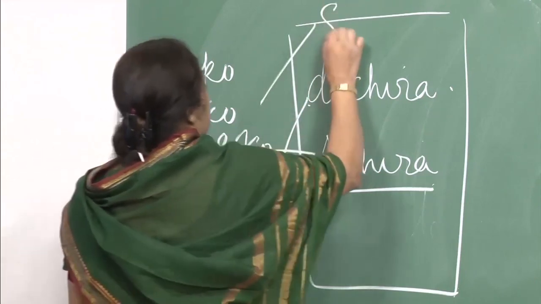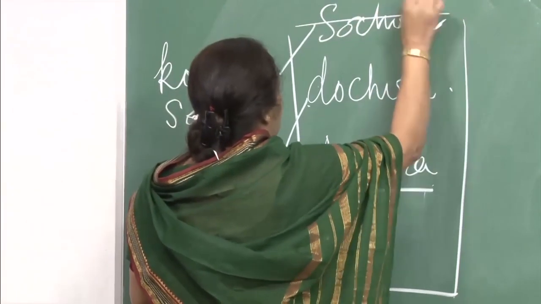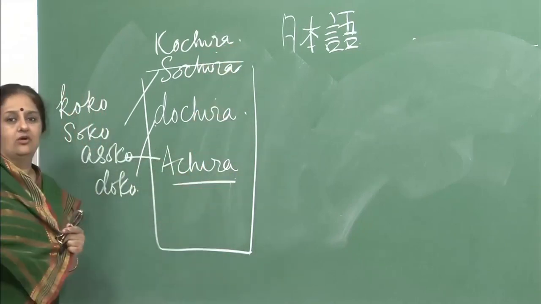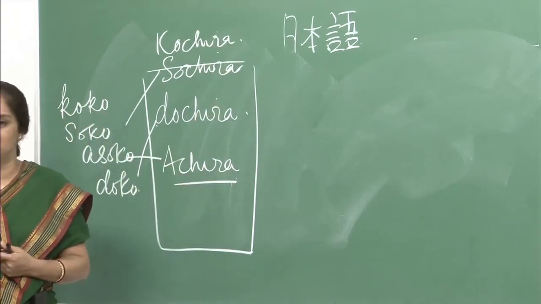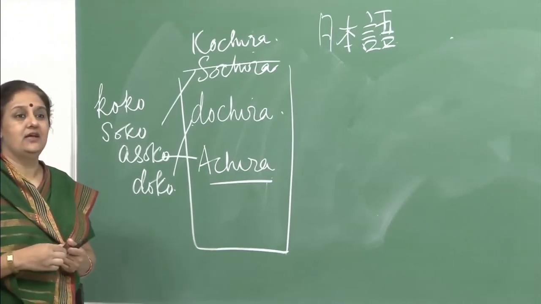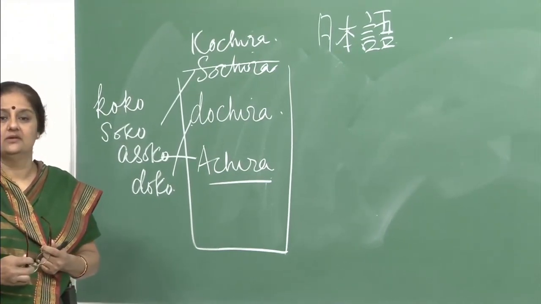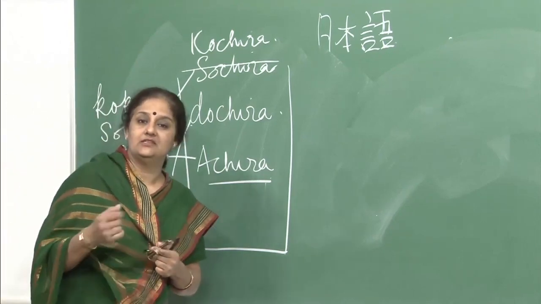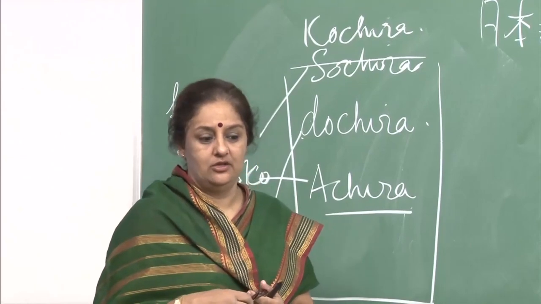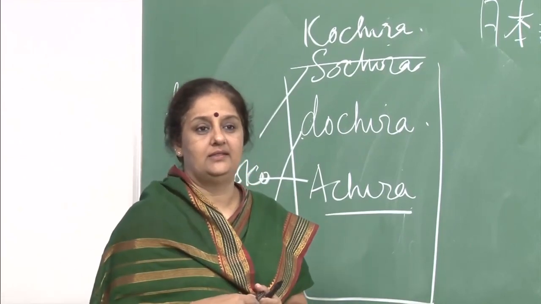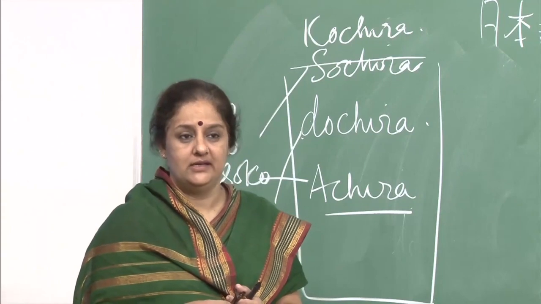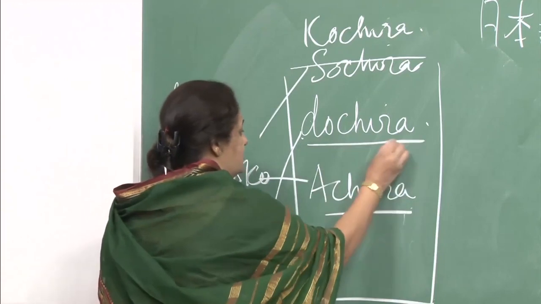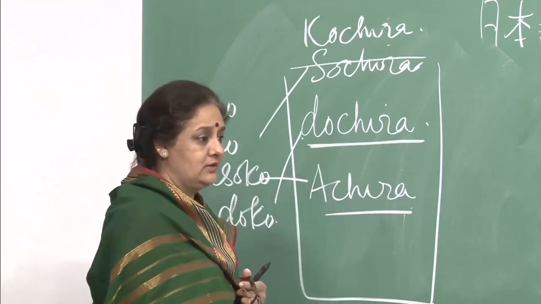Over here, sochira. And kochira. Kochira means over here, sochira means over there, achira means that over there, and dochira means where. It is used for location, it is used for direction. Dozo kochira e kite kudasai. Please come over here. And also, dochira, the way it is used over here, is very very typical.